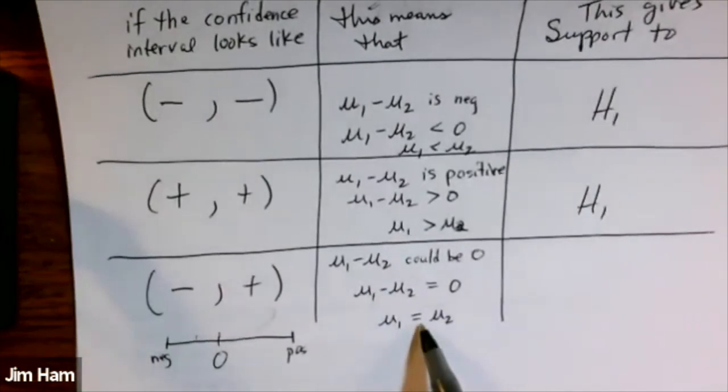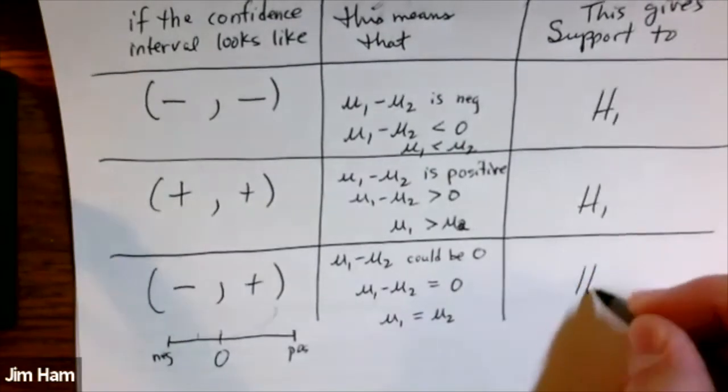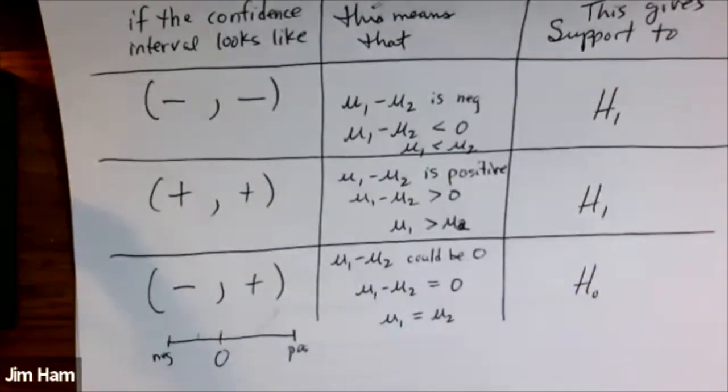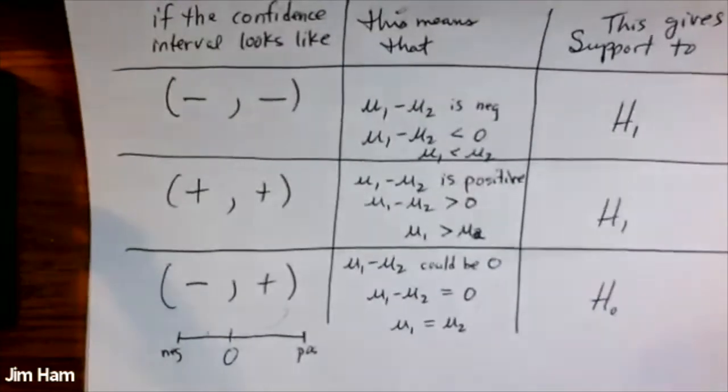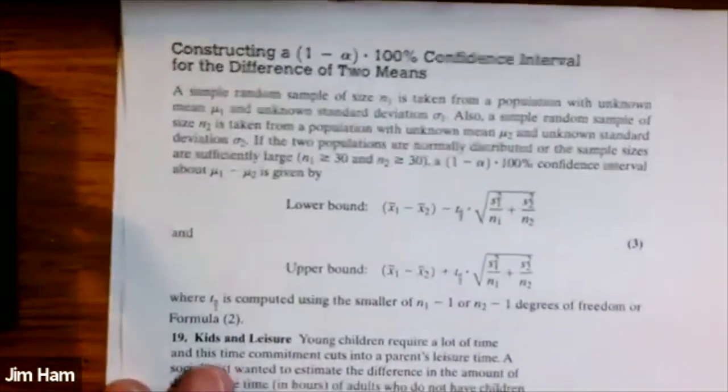And because of the equal sign, this one's going to appear in the null hypothesis. So if it gives support to anything, it would be to the null hypothesis. Right? So again, it's somewhat confusing because you're not just estimating a single population mean, but you're estimating the difference between two means. All right, let's look at an example.